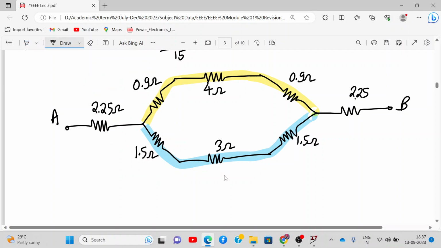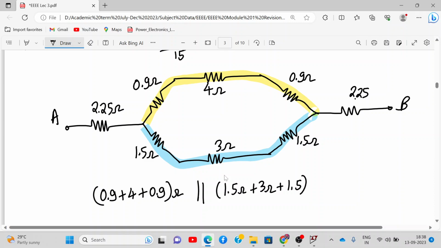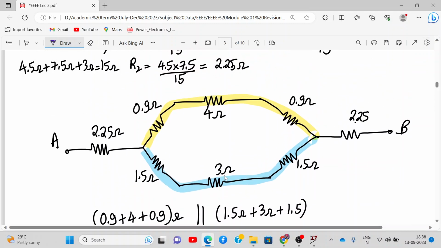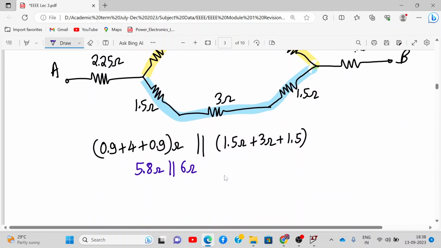That means we can write 0.9 plus 4 plus 0.9 ohms parallel to 1.5 ohms plus 3 ohms plus 1.5. That is, this is 5.8 parallel to this value, which will be 6 ohms. Okay, so the equivalent resistance you can find out. So this value is 5.8 and this value is 6. If you find it out, this will be 2.95.